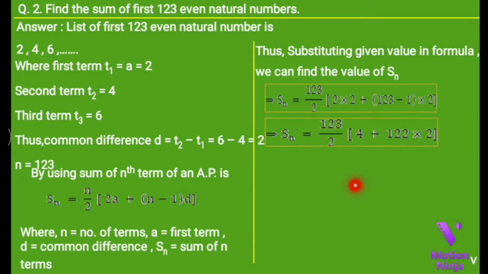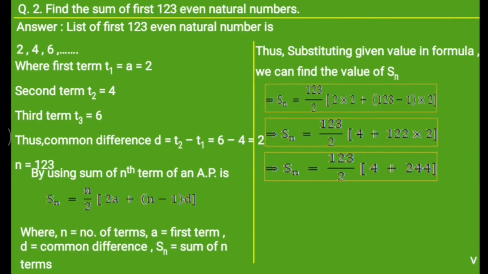So we write here 2 into 2, 4. This 123 minus 1, which is 122, and this 2 as it is. Now in next step we multiply this 122 with 2. So we get 244.